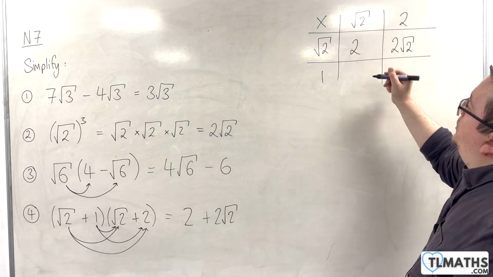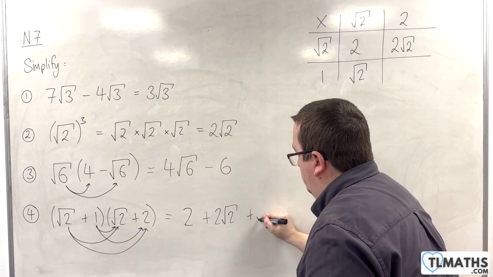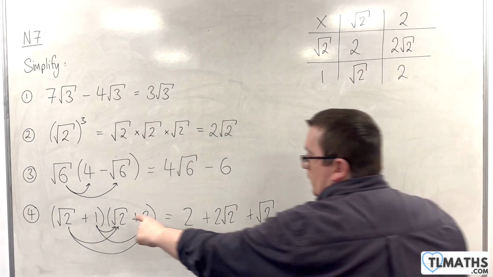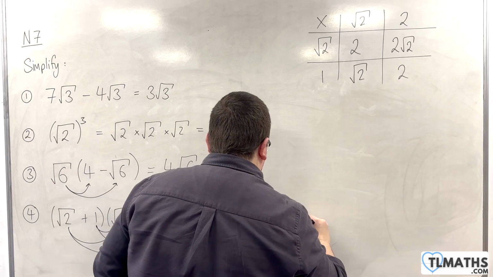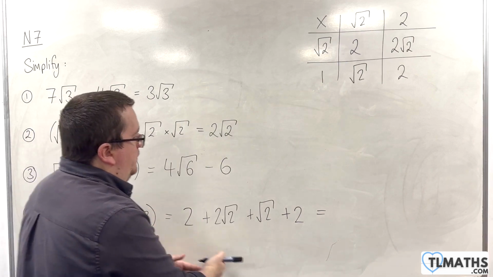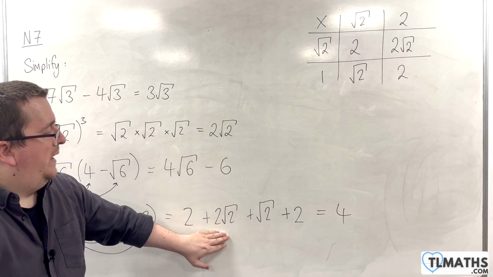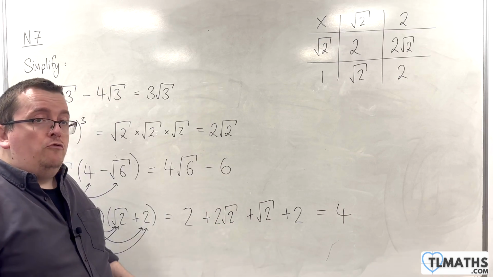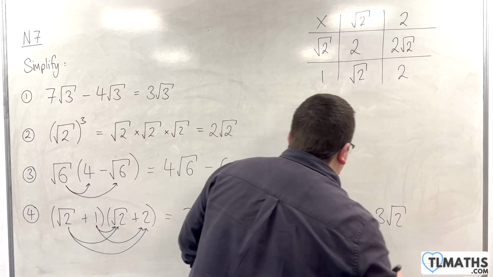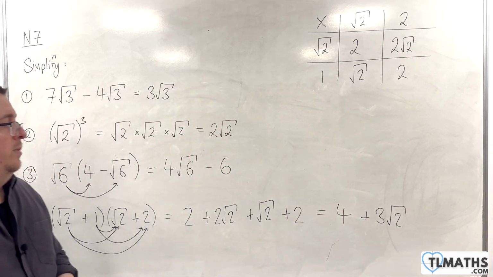We've got the 1 times the root 2, which is 1 lot of root 2. And then we've got the 1 times the 2, which is 2. Now we want to simplify that because we've got a 2 and a 2, which make 4. And then you've got 2 root 2's and you're adding on another root 2. So how many root 2's have you got in total? 3 root 2's. So expanding these brackets gives you 4 plus 3 root 2.